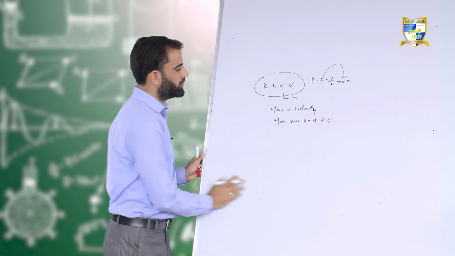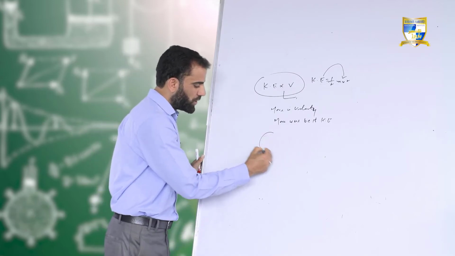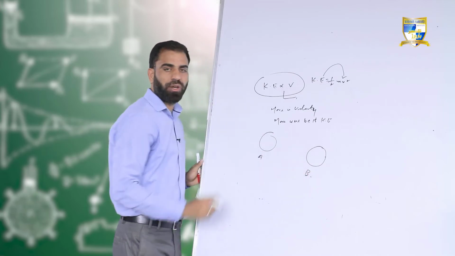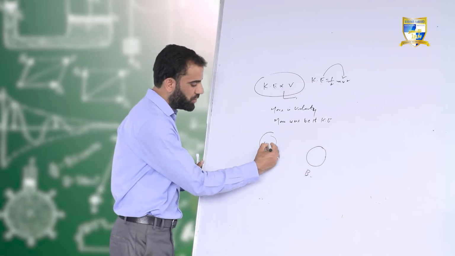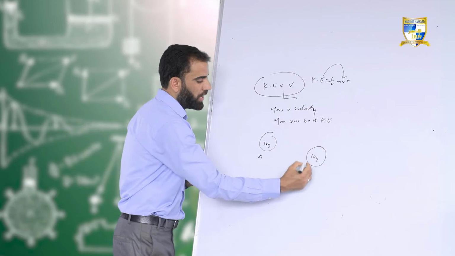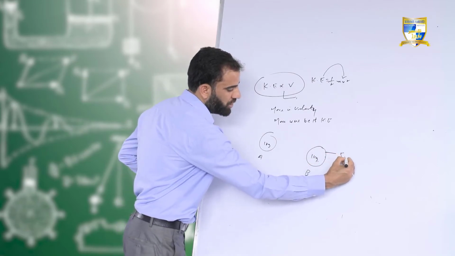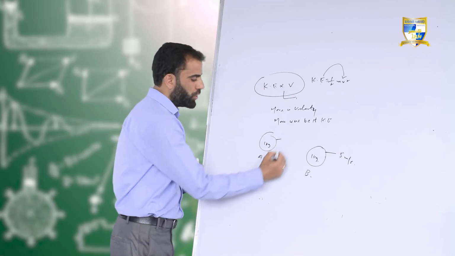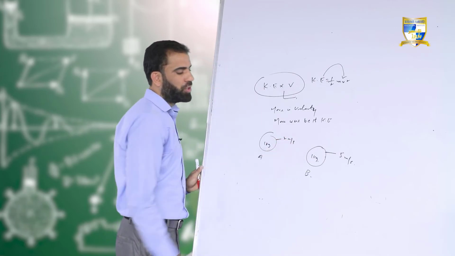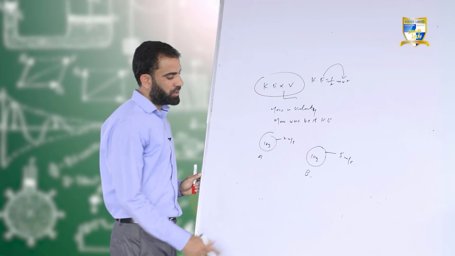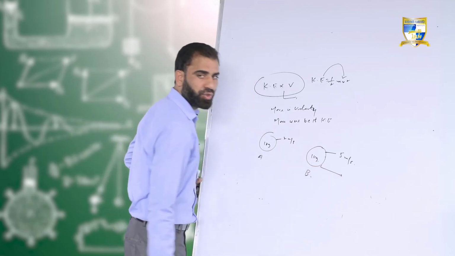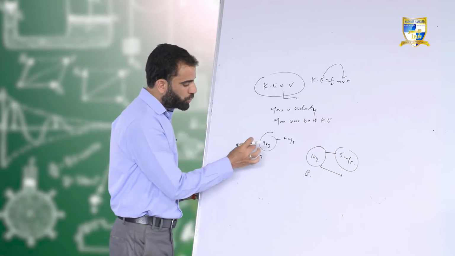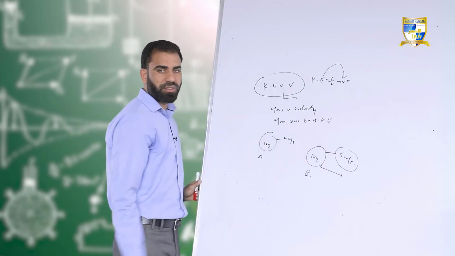For example, see here. If we have two objects, one is A, another is B, both having the same mass, that is 1 kg each. Let us suppose that A is moving with a velocity of 5 meters per second and B is moving with a velocity of 2 meters per second. So which will have more kinetic energy? This one will have more kinetic energy. Why? Because its velocity is more compared to the other one, although their masses are the same.